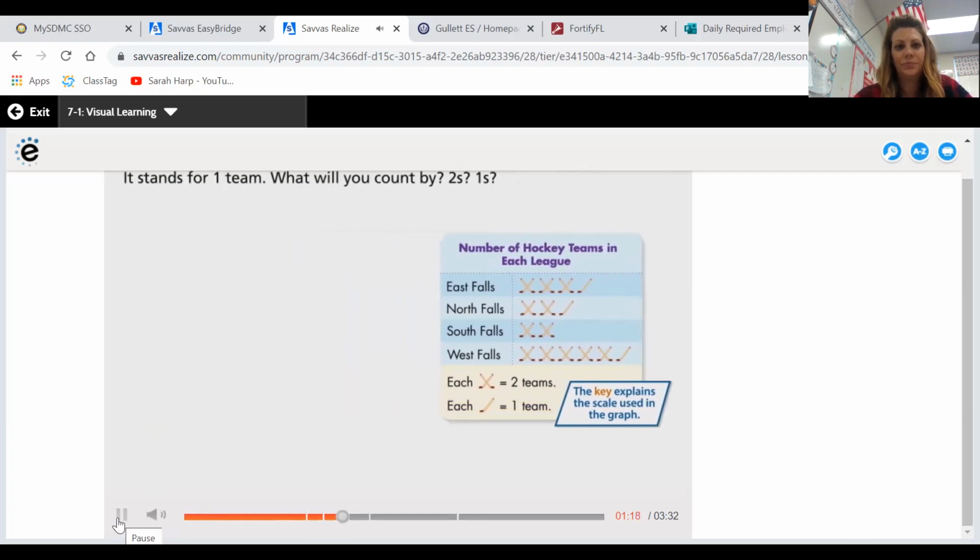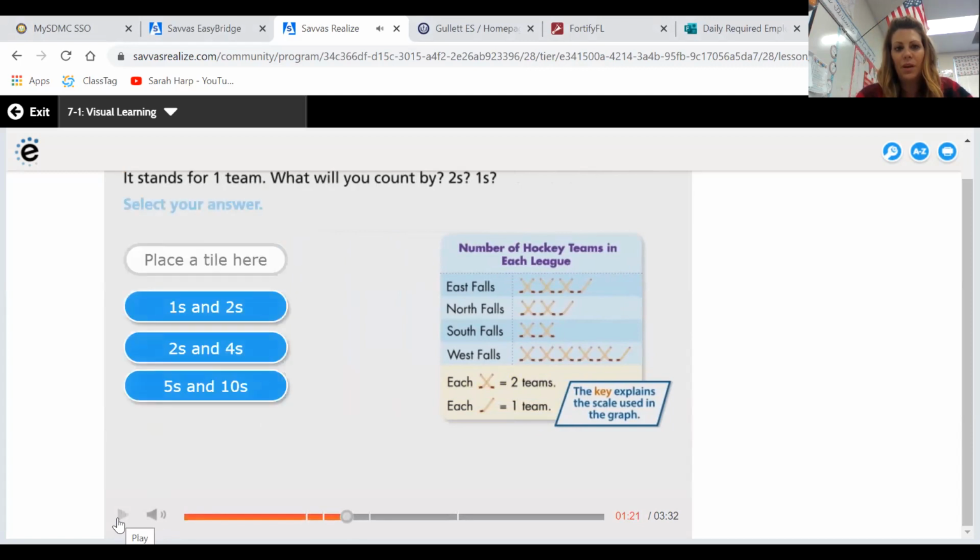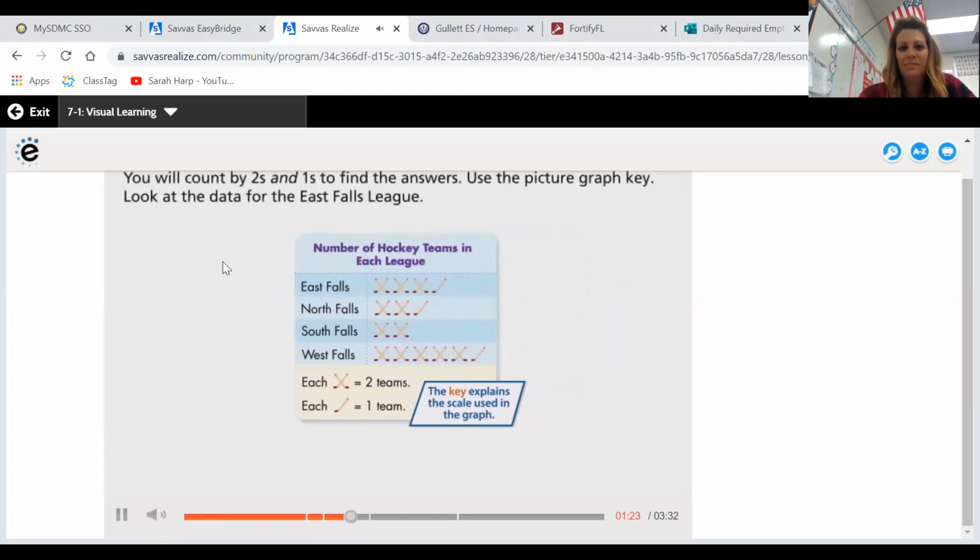What will you count by? Twos, ones? Select your answer. What are you going to have to count by? Would you count by ones and twos, twos and fours, fives and tens? Which one do you think? Let's see. Thinking ones and twos, maybe? You will count by twos and ones to find the answers. Use the picture graph key. Look at the data for the East Falls League.